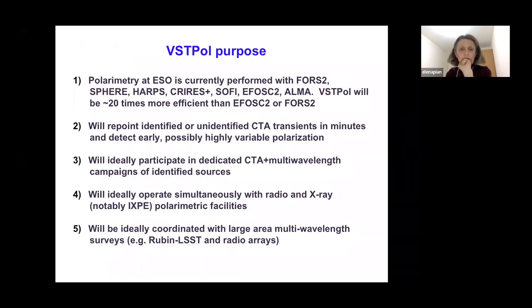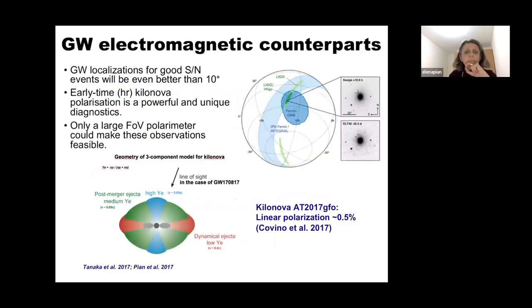So the purpose of VST poll will be to enhance the polarimetric capabilities at ESO and to coordinate with multi-wavelength campaigns of transients, in particular TeV transients, which will be the prime targets of CTA. And possibly, since it is a large camera, it can work together with other large field instruments like Rubin or radio arrays in the future, like MeerKAT, SKA. I have already illustrated a number of scientific cases where having a sensitive polarimetric facility may make a big difference.